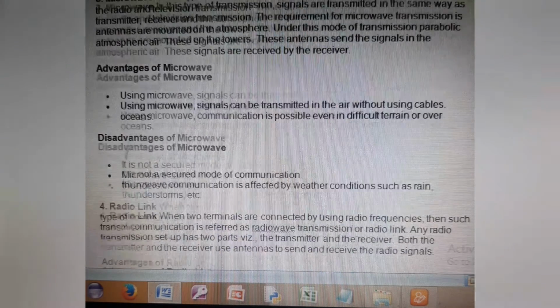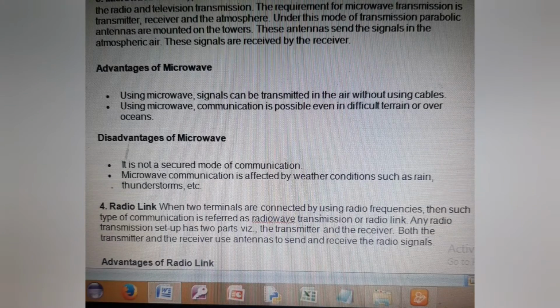Disadvantages are it is not a secure mode of communication, and it can be affected by weather conditions, like if rain occurs or thunderstorm occurs, immediately the antenna gets disturbed and the transmission is cut off.